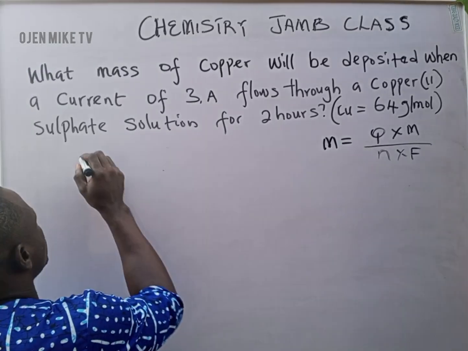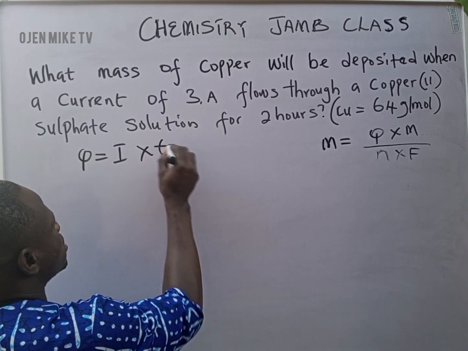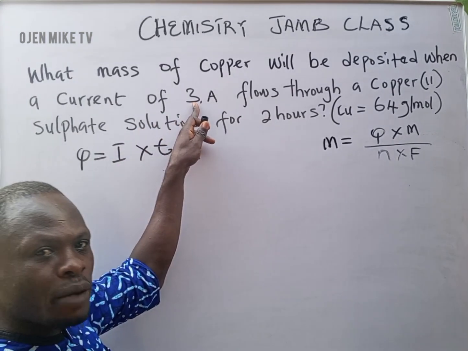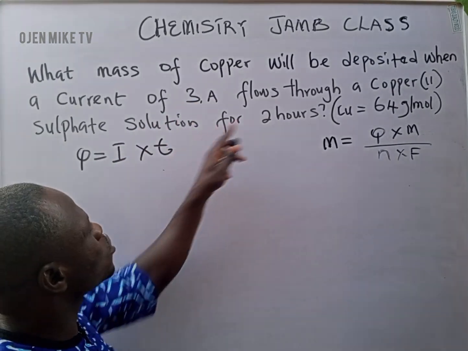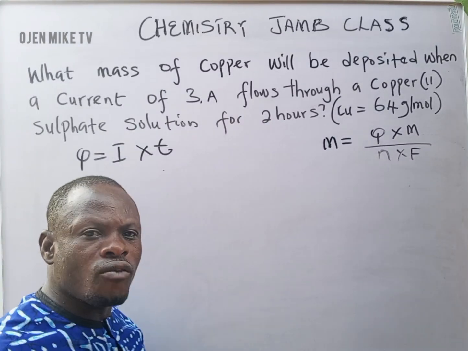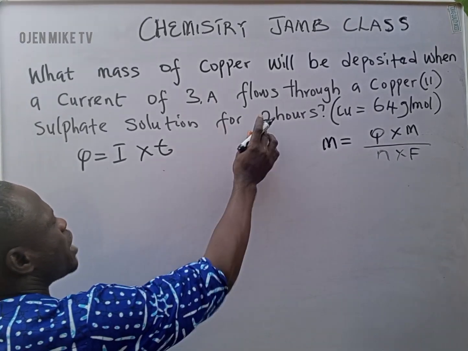Quantity is given as what? Quantity is equal to current times time. And what is your current? Your current is already given in amperes. That is 3. Your time is 2 hours. In Faraday's law, you always need to convert time into seconds.